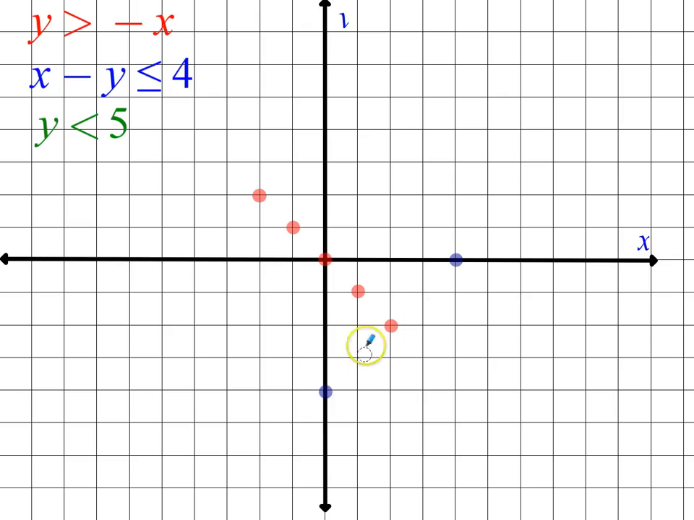And it looks like this is going to be a 1-to-1 slope, right? 1, 1, 1. In fact, let's see. If I put in 5, 1, does it work? X is 5, y is 1, 5 minus 1 is 4, so that works. And then finally, y is going to be less than 5, so we'll do 1, 2, 3, 4, 5. I got a line here. Got a dot there, a dot over there.